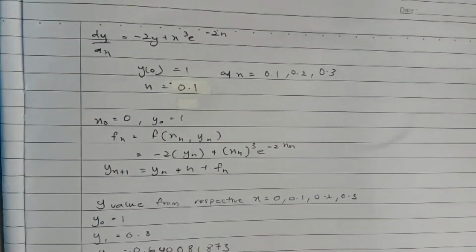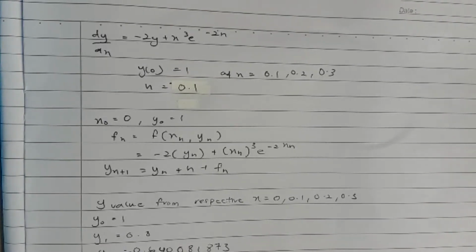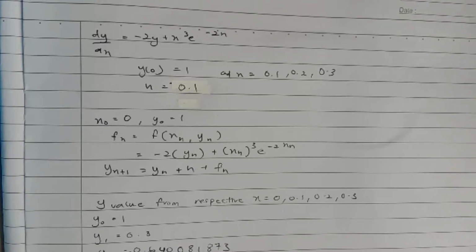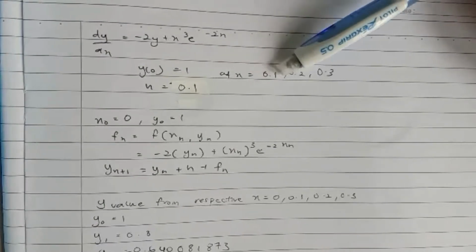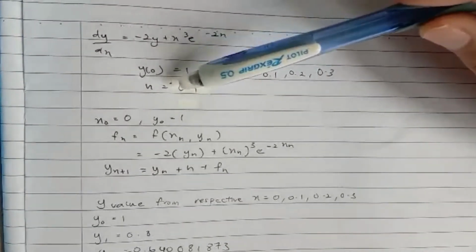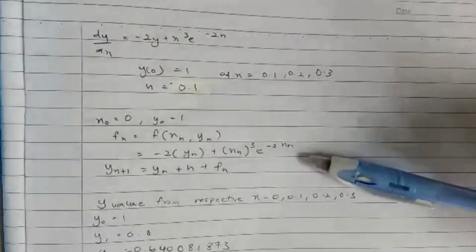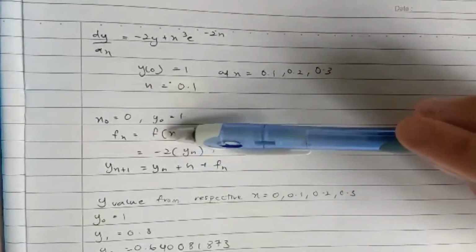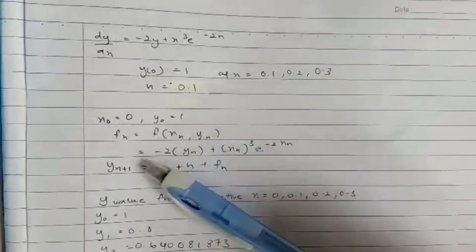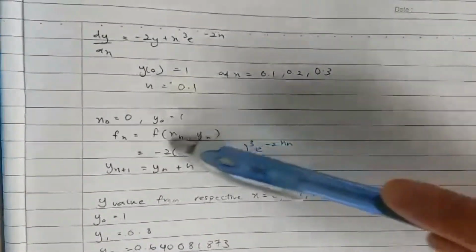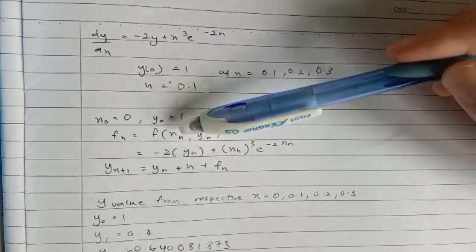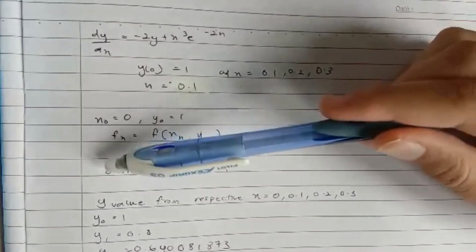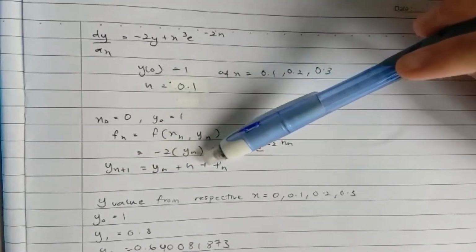Let's say we have this equation, dy over dx is equal to negative 2y plus x cubed e to the negative 2x, with y0 equal to 1, x equal to 0, 0.1, 0.2, 0.3, and h equal to 0.1. This is the formula for the Euler method. f(xn, yn) is the equation that we are solving. You just substitute the y and the x with xn and yn, and then y(n+1) is equal to yn plus h times fn.